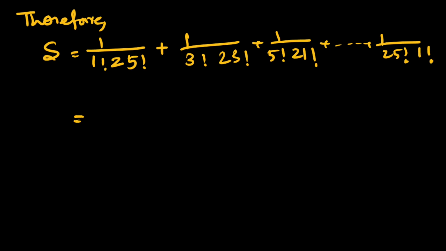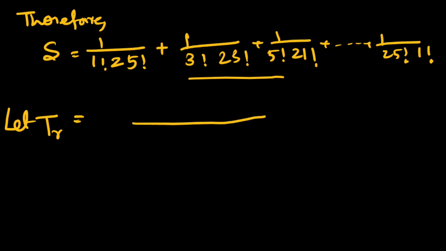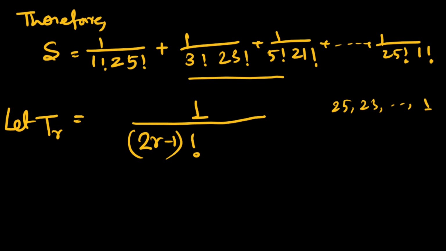Now we want to write the general term of this sum. Let Tr be the general term. In the general term, the first part goes 1, 3, 5 up to 25, so it is an odd term. How to write the odd term? It is (2r minus 1) factorial. And the other part goes 25, 23, 21 up to 1 factorial, going back down to 1.